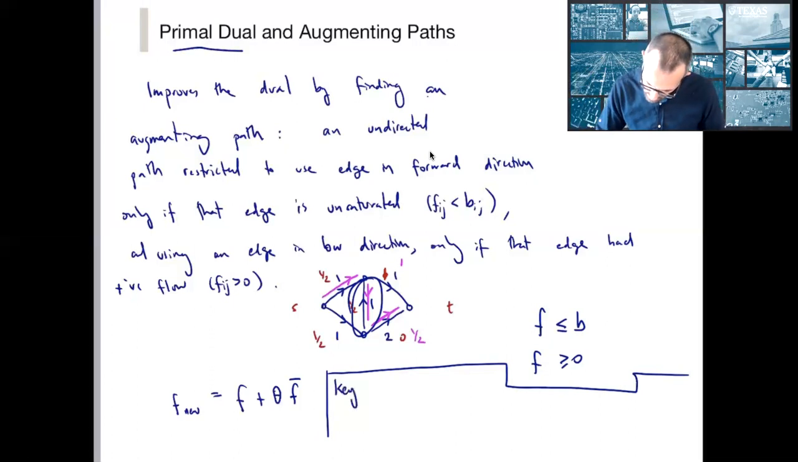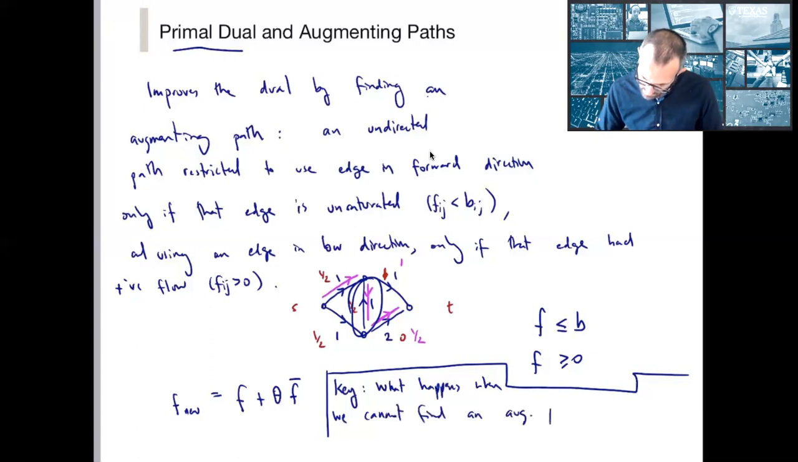So, key question here is, what happens when we cannot find an augmenting path? We know that the answer is that we're feasible. We must be optimal, but we want to see why, because we've stepped a little bit outside the primal dual setting exactly. We could of course just appeal to that, but we want to tie it back closer to that.